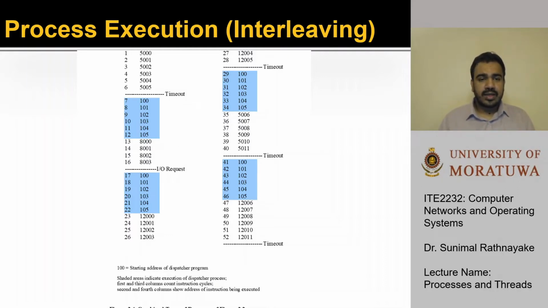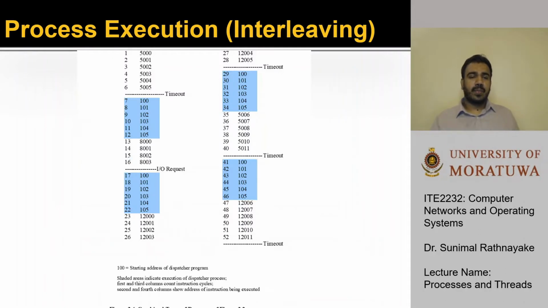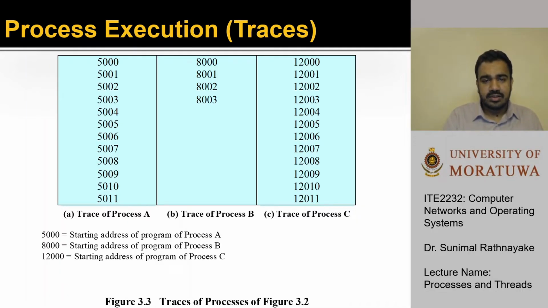After that, you can see the process starting with 8,000. That is process B being executed. At 8,003, you can see there's an IO request, and when the IO request occurs, there is a blocking phenomenon. I mean, an IO request takes more time. So instead of waiting for the IO request to complete, the dispatcher comes and gives the processor to another program. Now the dispatcher gives a chance to address 12,000, which is process C.